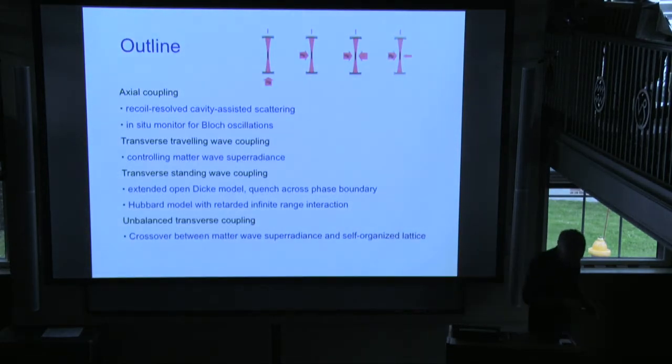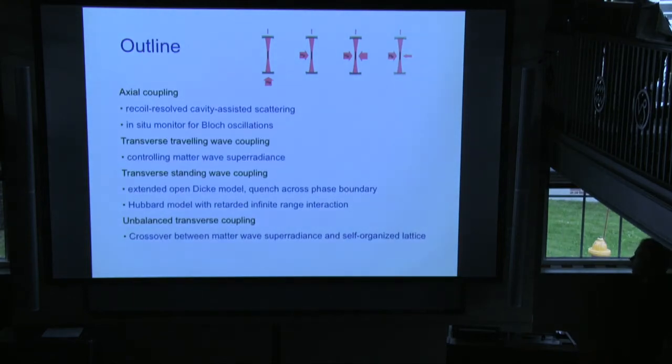So this is my outline. I will basically show you different aspects of a system consisting of a BEC inside a standing wave cavity, and it will turn out that depending on the way how light is coupled to this cavity, fairly different physics arises. This is sort of my order principle for this talk. So you see there are different kinds of coupling that you can choose, and depending on that, I will show you different aspects of the physics that you encounter.